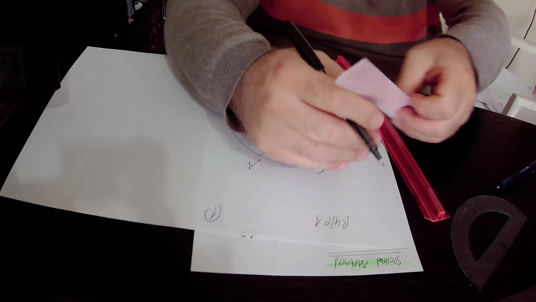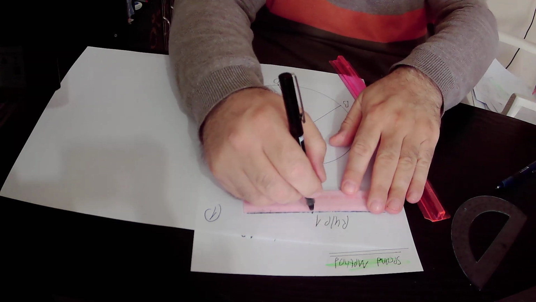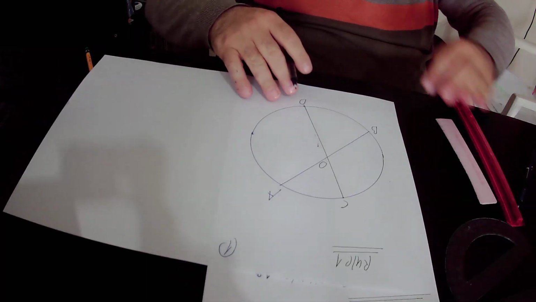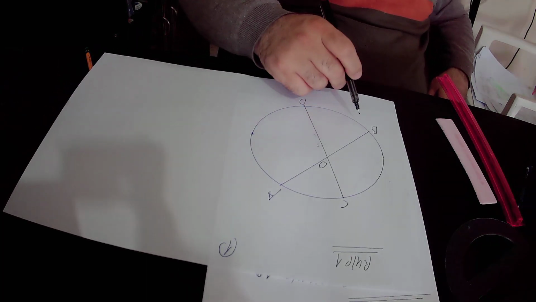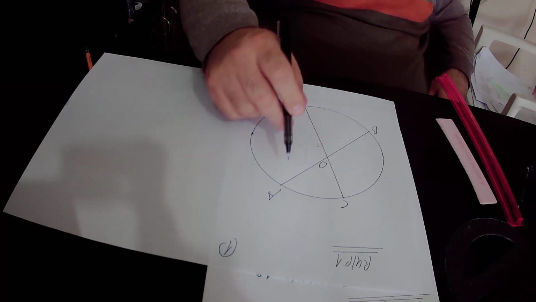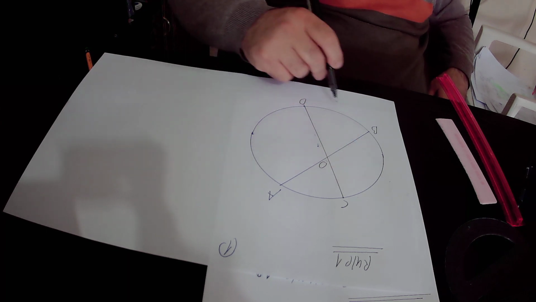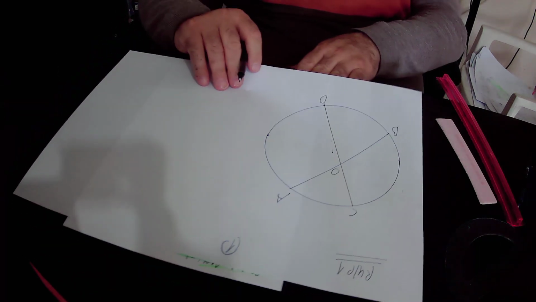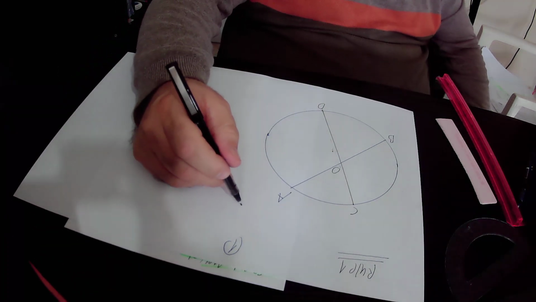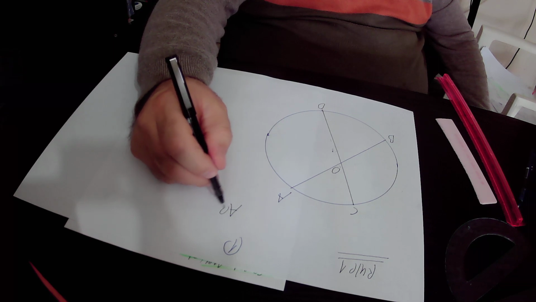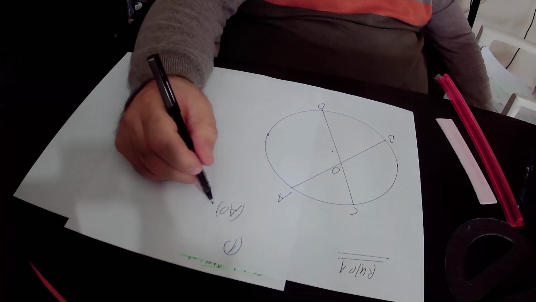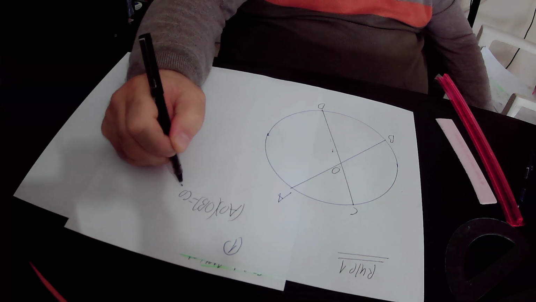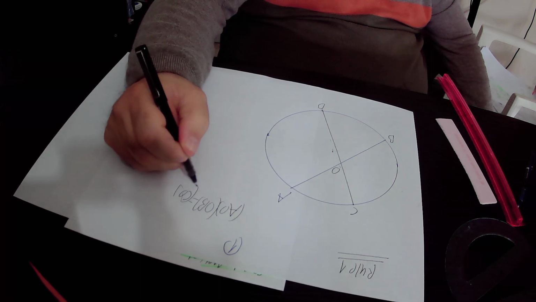If this is the data that has been given to us, then the following equation is true: AO times OB equals CO times OD. Again, AO times OB equals CO times OD. So write it down: AO times OB equals CO times OD.